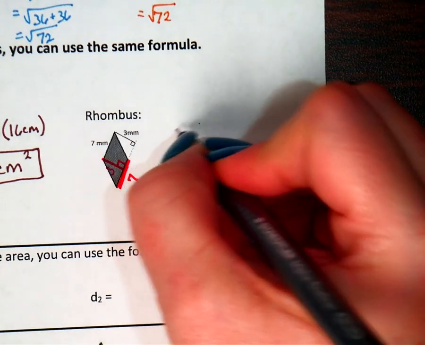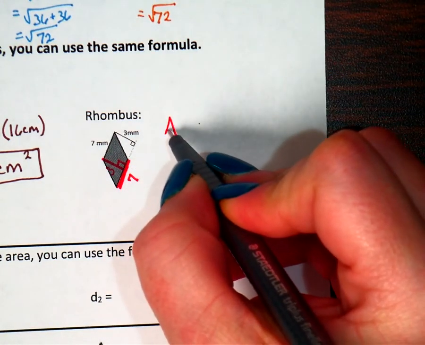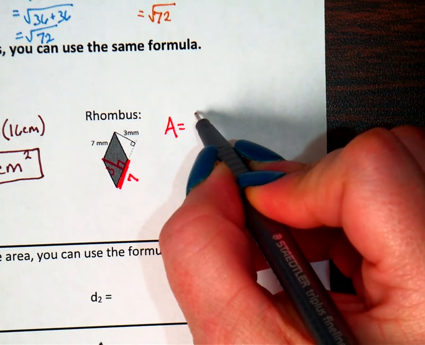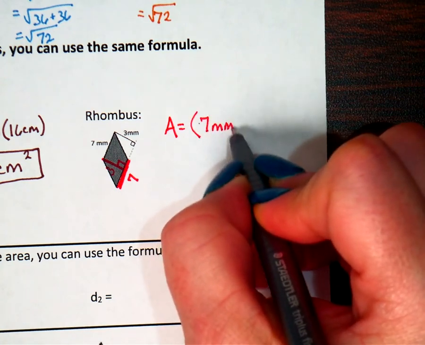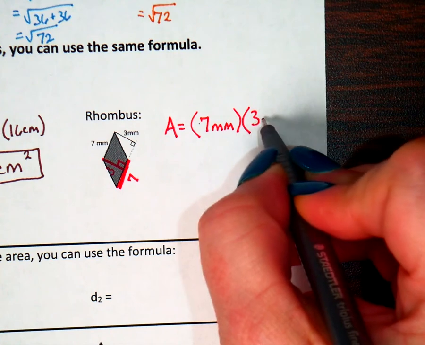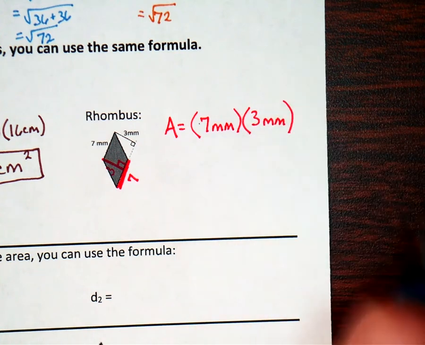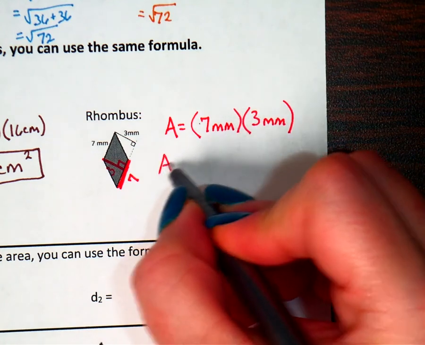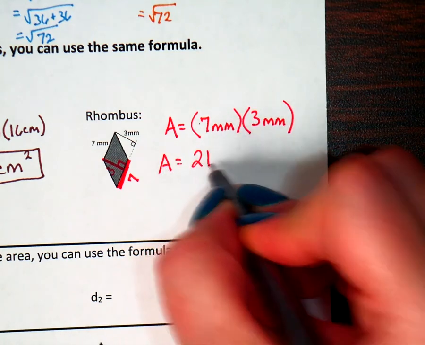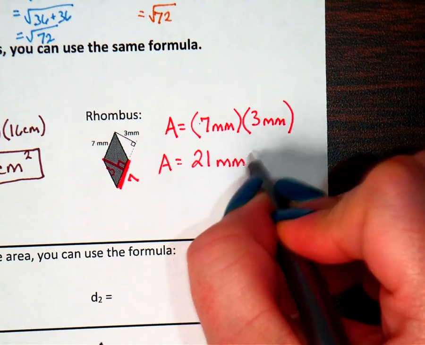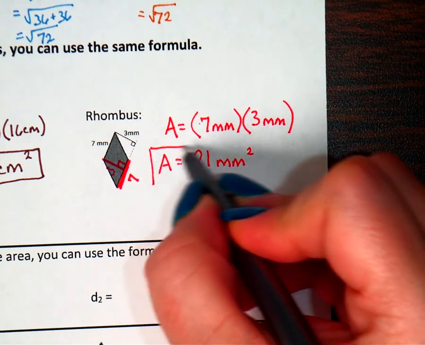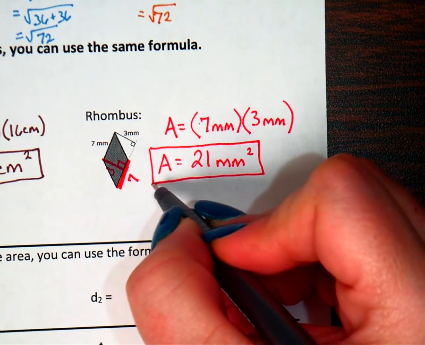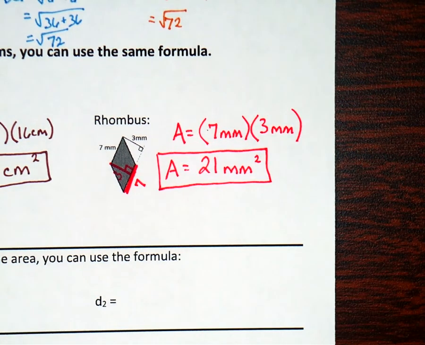So my area here is going to equal, my base is 7 millimeters, and my height is 3 millimeters. So sometimes you do have to turn your picture, like turn your head, turn your picture if you're making a sketch. So the area here, 7 times 3 is 21 square millimeters. Again, that square cannot go on the 21. It has to go on just the millimeters.